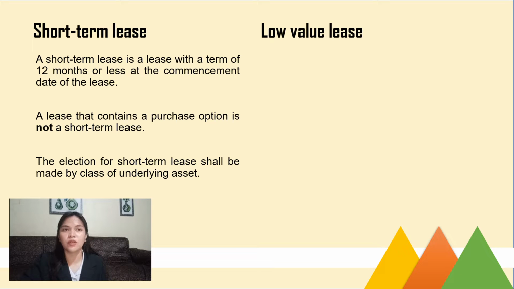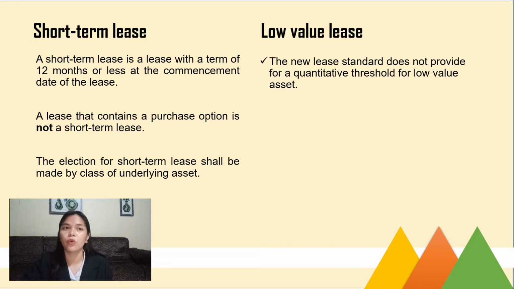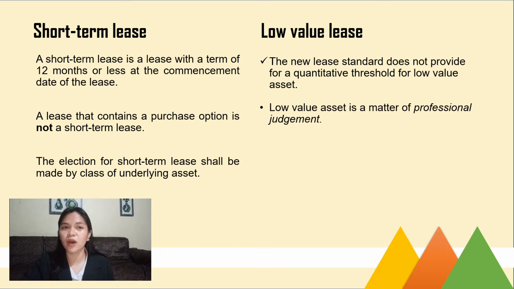So, yung underlying asset ay groupings of underlying assets of similar nature and use in an entity's operations. Then, low value lease. So, ano ba yung halaga ng underlying asset para masabi na ito ay low value? So, yung bagong standard is hindi nag-provide kung magkanong halaga ba para masabi na low value yung asset. Then, low value asset is a matter of professional judgment.